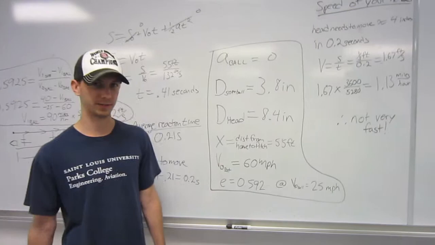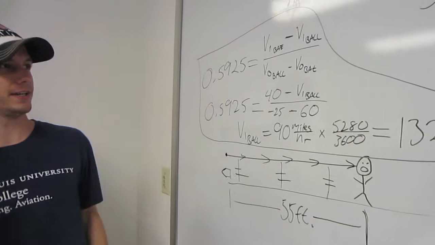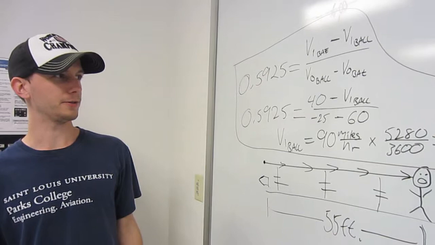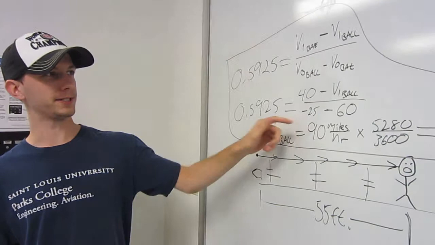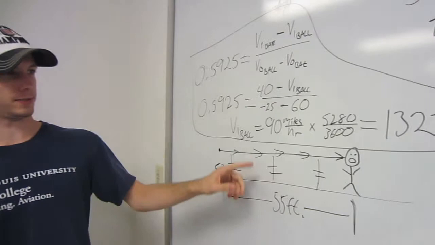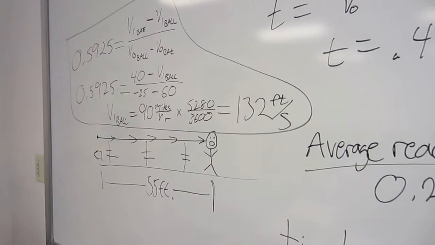So we come over here to the coefficient of restitution equation so that we can find the velocity of the ball after the impact with the bat. Now we assume that the bat decreases 20 miles per hour to around 40 miles per hour. That was just an estimation. The velocity of the ball is negative because it's opposing the motion of the bat. And so when we plug in all the numbers, we come up to 90 miles per hour. A simple conversion to feet per second gives 132 feet per second.